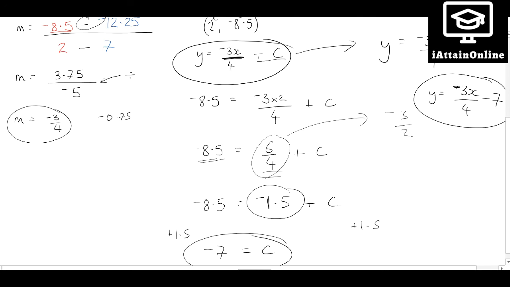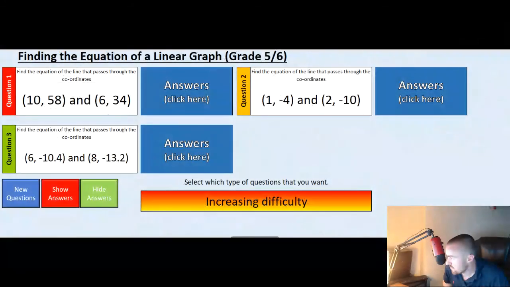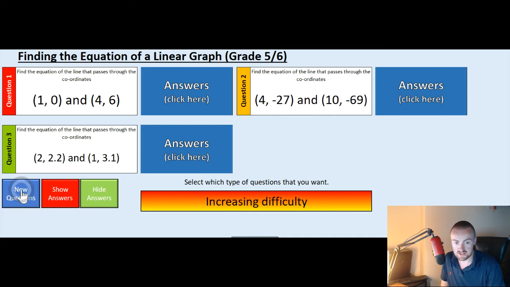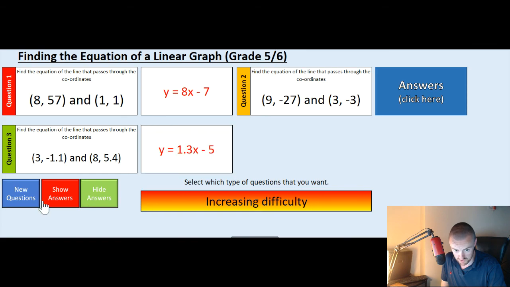Okay, so those are the three examples that I've done from the question generator. I'll attach a link to this one so you can download it and get some practice. When you open the file, you must remember to click enable content in a little yellow ribbon that appears at the top. If you do not do that, the buttons will not work. So once you have opened these, it's automatically set to increasing difficulty, so you can generate some new questions and get all the answers.